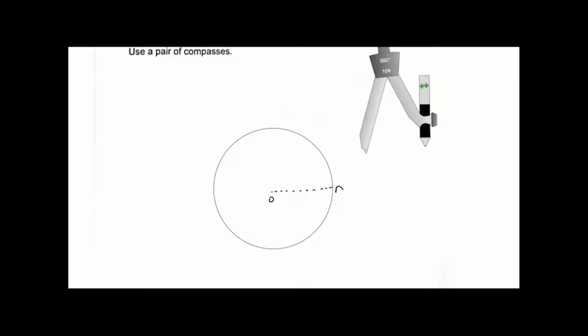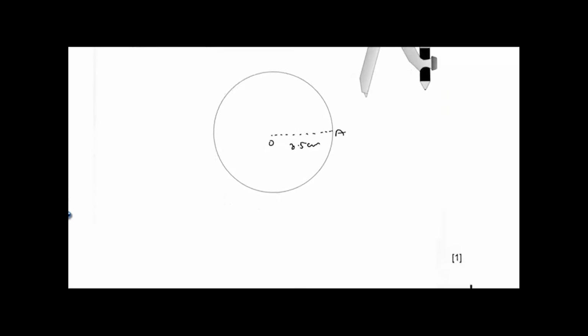So let's say this is point A. Distance between O and A is 3.5 centimeters, and the diameter will be 7 centimeters. So that is how to construct a circle.